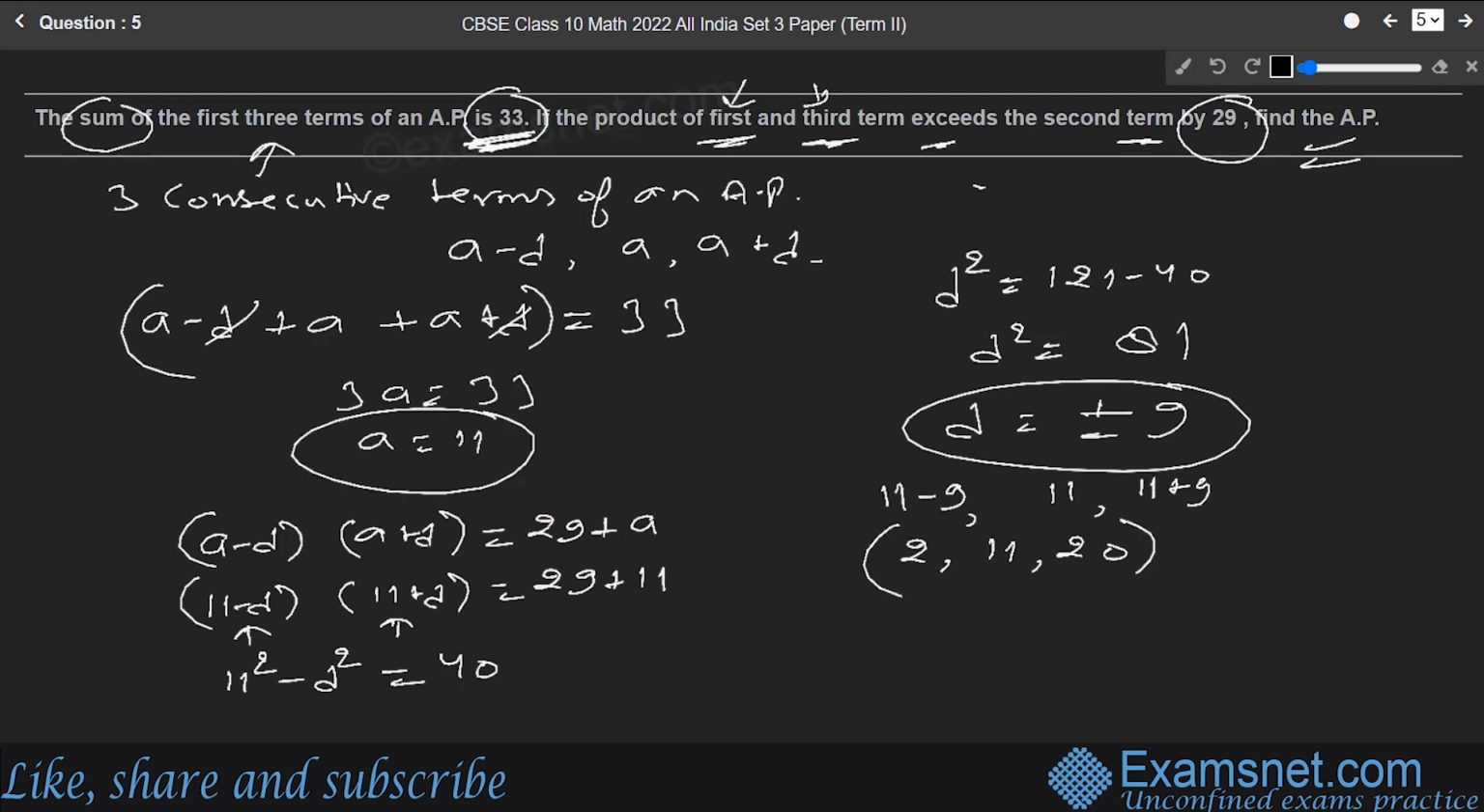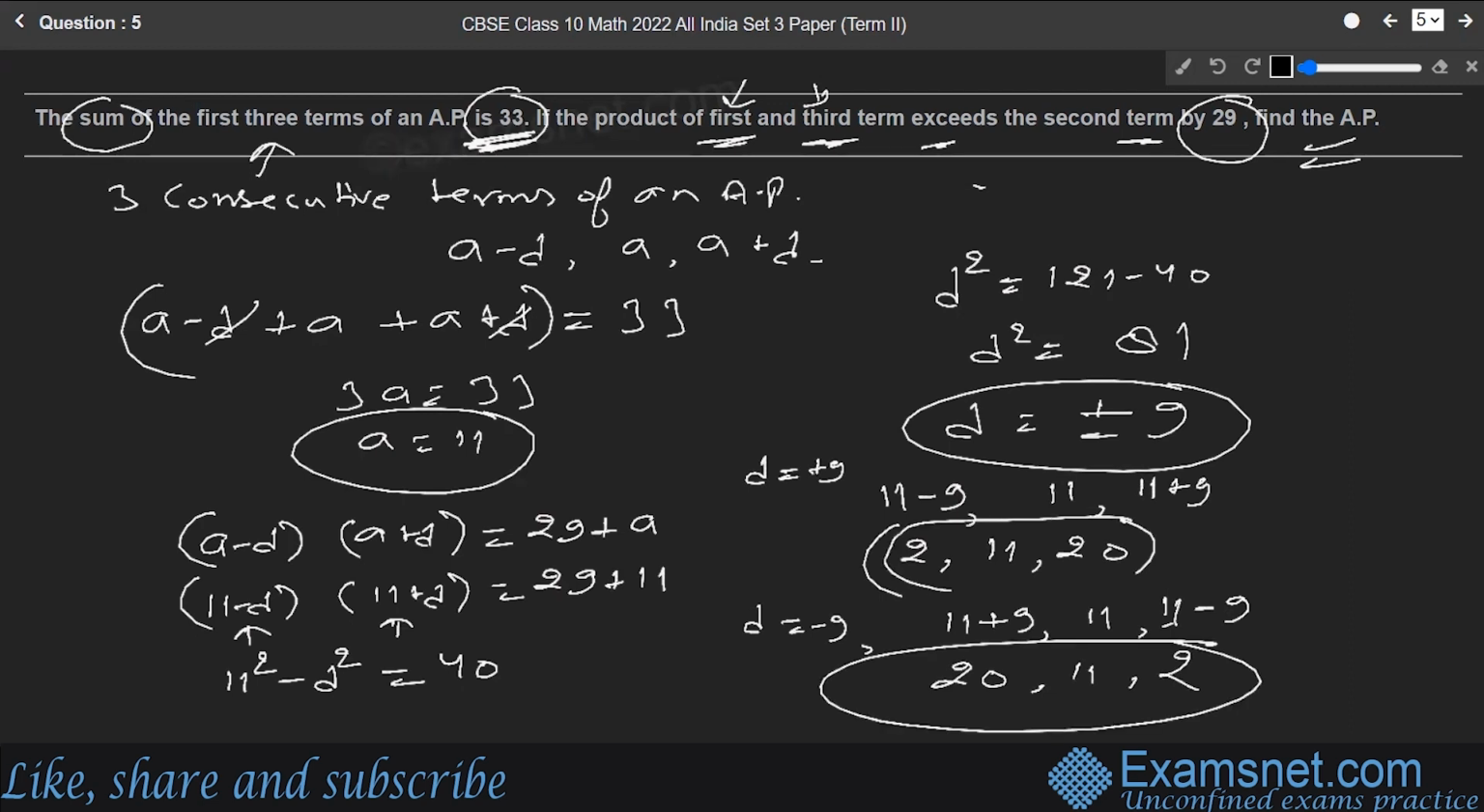This is done when D value is taken as plus 9. If you take the D value as minus 9, the terms will be 11 plus 9, then 11 and 11 minus 9. So they again will be in the reverse order, that is 20, 11 and 2. Okay, so there can be two APs like this, 2, 11 and 20 and 20, 11 and 2. So this is the right answer only.